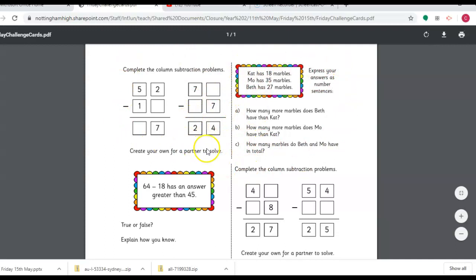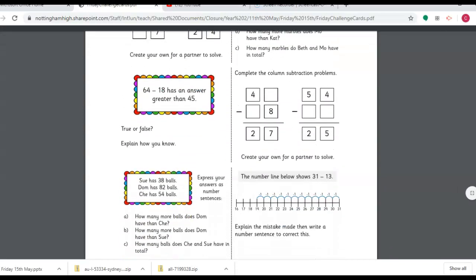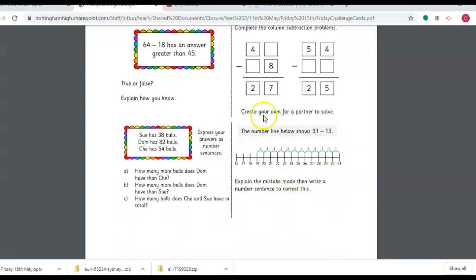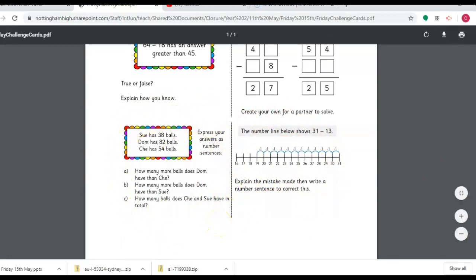Having a look at the subtraction problems, you have to think backwards on this one. If you've got to undo your subtraction, undoing subtraction means you've got to add things together. And having a look down, there's a number line. There's some more questions here. I find these ones quite tricky, so I've got to really sit and think about them. So they are a challenge this week, Year 2.